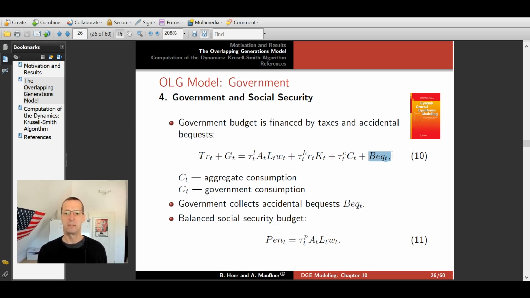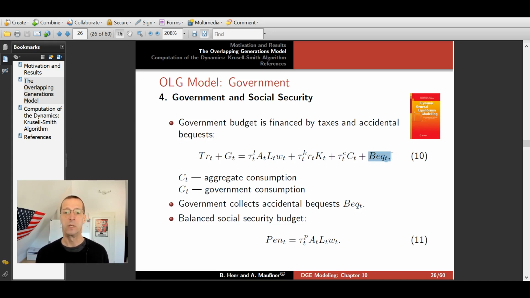So let's take a look at a typical household, let's say aged 80 in real life, which corresponds to period 60 in the model, and with a certain probability of around 7 to 8% it will die. So we need to take care of what's happening to these accidental bequests. And we assume that the government collects it and distributes it to all households. There are different ways you can handle accidental bequests.